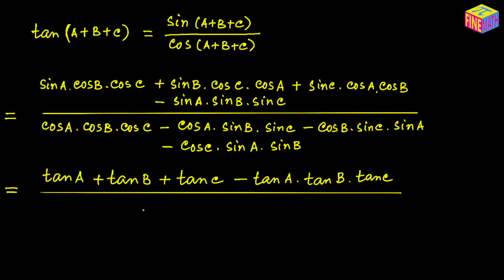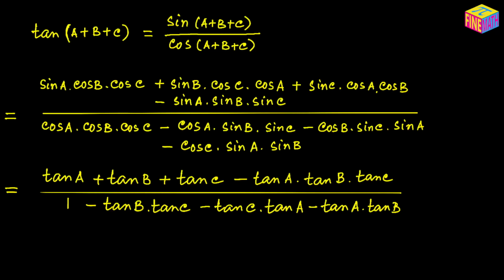And then in the denominator, the first term, when divided by cosine of a times cosine of b times cosine of c, will become 1. And the second term, when divided by cosine of a times cosine of b times cosine of c, the cosine of a will cancel out, but we will be left with sine of b over cosine of b times sine of c over cosine of c. So that will be tangent of b times tangent of c. Similarly, the third term in the denominator will convert into tangent of c times tangent of a, and the last term will convert into tangent of a times tangent of b.